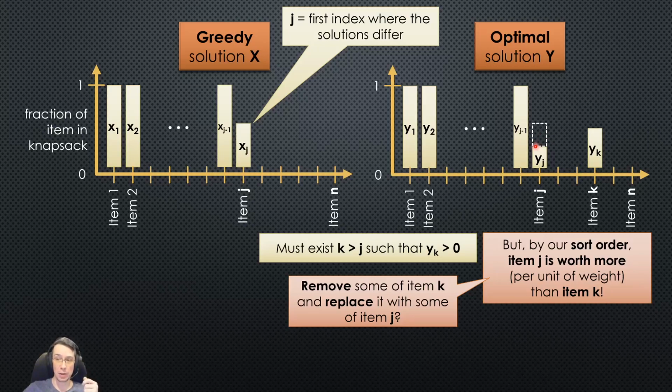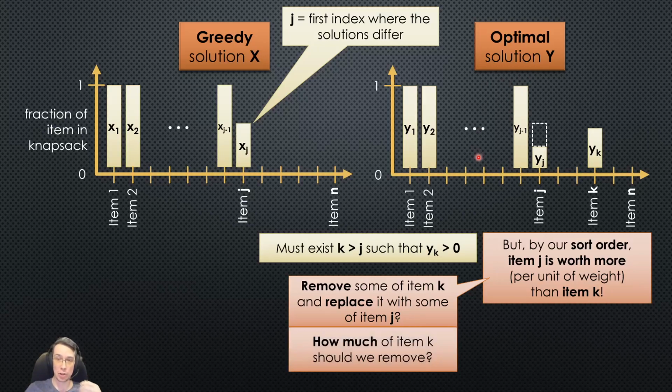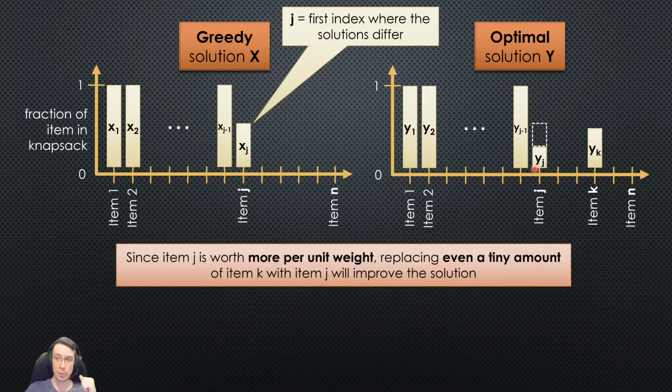By doing so, we're taking some amount of weight from item k, and we're replacing it with the same amount of weight of item j, and j is worth more per unit weight, so that should increase the total value of the solution y. But this is an optimal solution, so you can't increase the value of it. That's going to result in a contradiction. Okay, so let's show carefully that we can actually do that, and that we will obtain a contradiction. So how much of item k should we remove? Well, since item j is worth more per unit weight, replacing even a tiny amount of item k with item j will improve the solution.